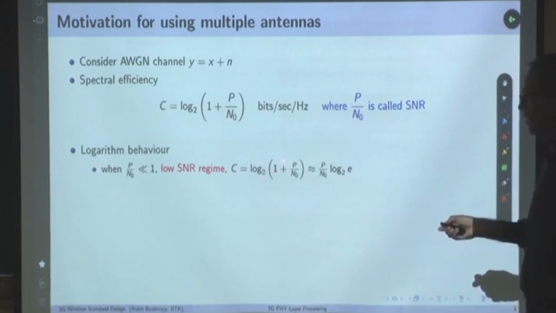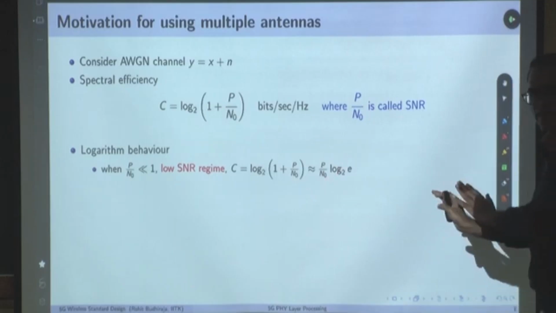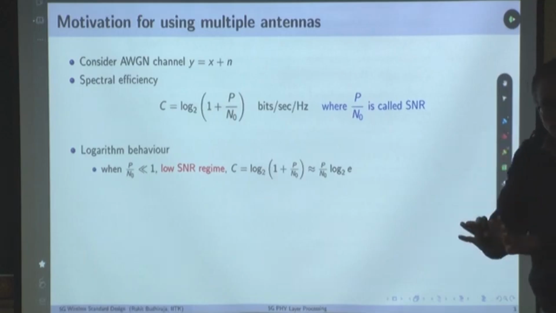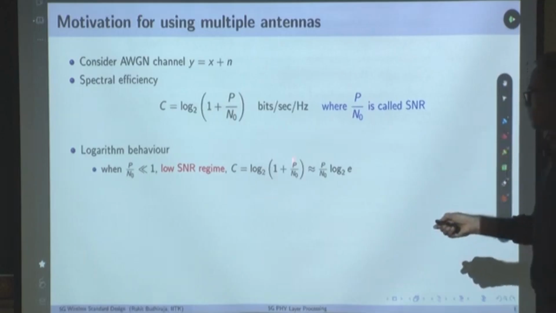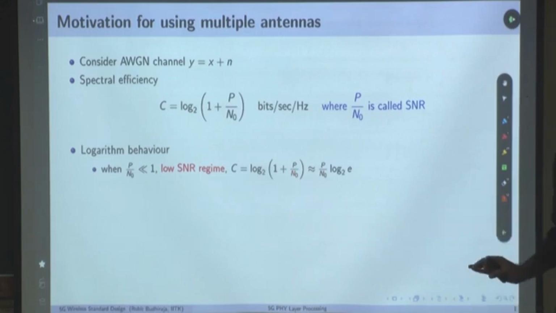In that case, the logarithm is approximately equal to this. This is basic logarithm behavior, nothing to do with MIMO, nothing to do with wireless. If x is a number much less than 1, they are the same. So what is this telling us? If we are in a low SNR regime, let us say you are in a basement of a building, I am taking an extreme example, then this spectral efficiency will become like this.